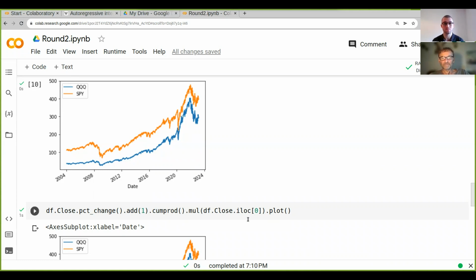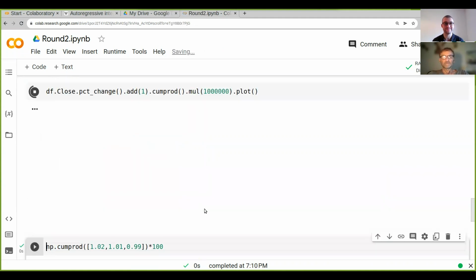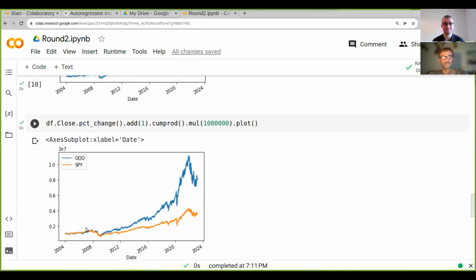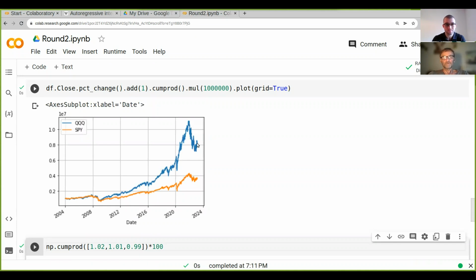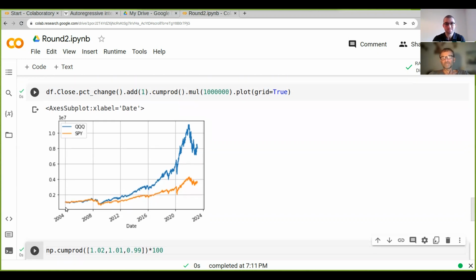That's our starting point. So if, instead of 100, let's just be really optimistic, we start with $1 million. So you could then say, all right, if we start with $1 million, we start at 0, we have a $1 million multiplier. See, this is 1E7. So here we are just under 10 million, and here we are at about 3 or 4 million. We could actually just put a grid in here where we say grid equals true. So there you go. We are just over 8 million here and just under 4 million here, if we started with 1 million.